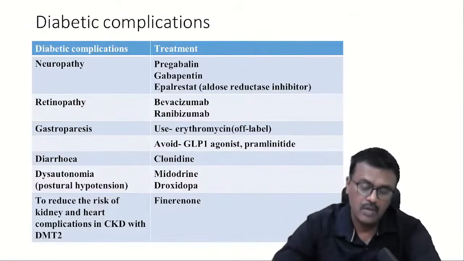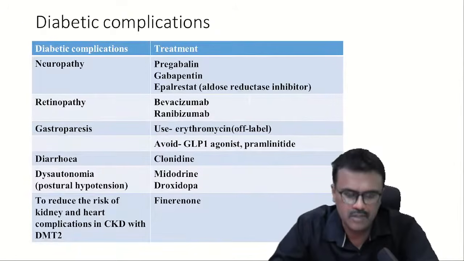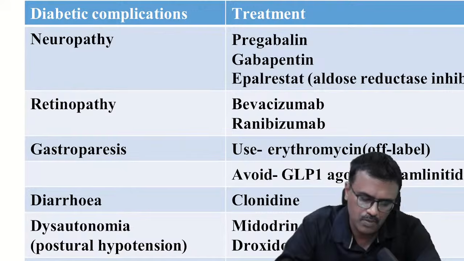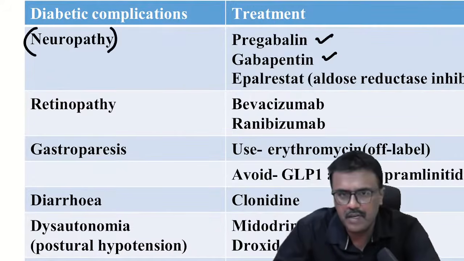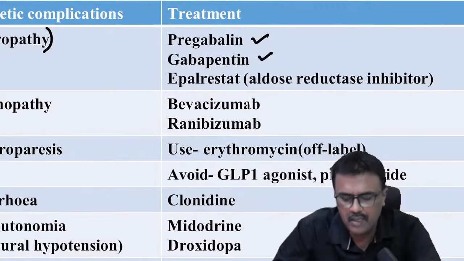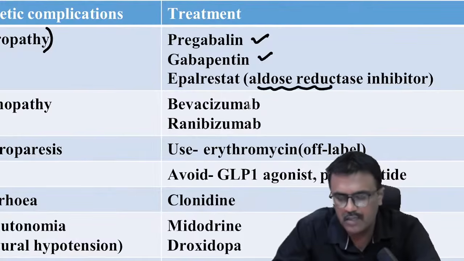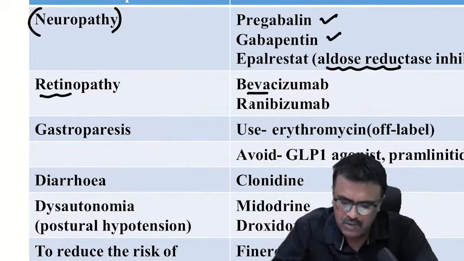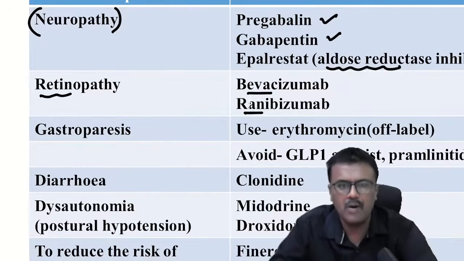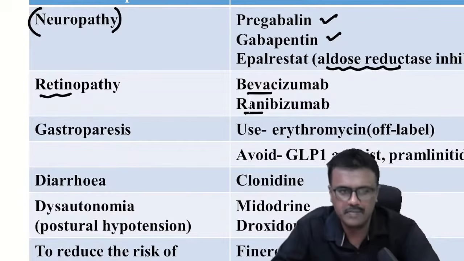Now moving on to diabetic complications. What are drugs we use? Suppose patient has neuropathy, then we give pregabalin, gabapentin, an old drug called epalrestat, which inhibits aldose reductase. Suppose they develop retinopathy, we use bevacizumab and ranibizumab. They block vascular endothelial growth factor.